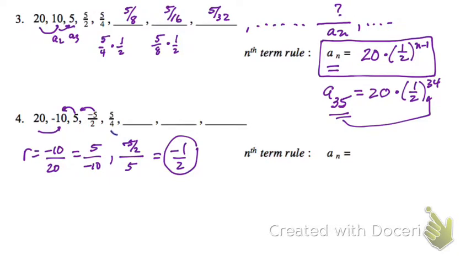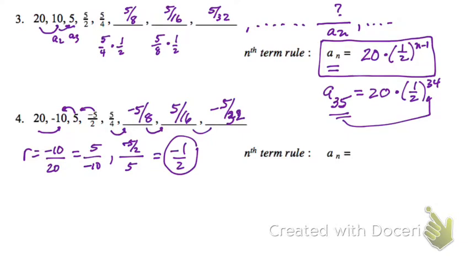So what's 5/4 times -1/2? -5/8. What's -5/8 times -1/2? Positive 5/16. And then it would be -5/32. So we see a positive, negative, positive, negative, positive, negative all the way across there.